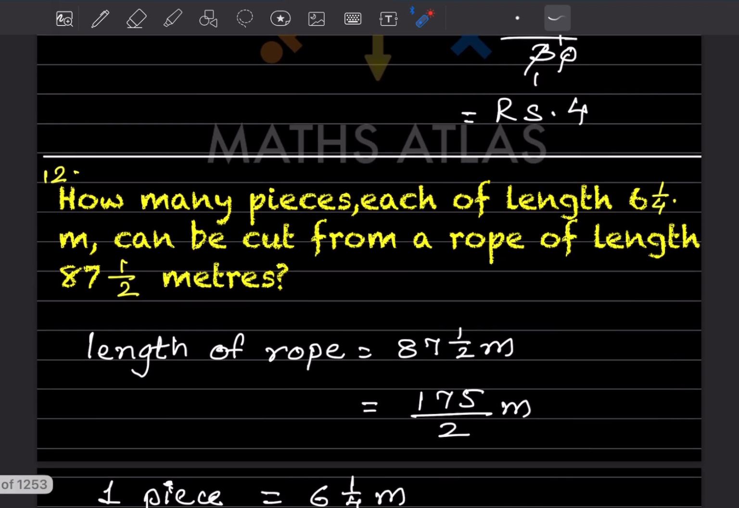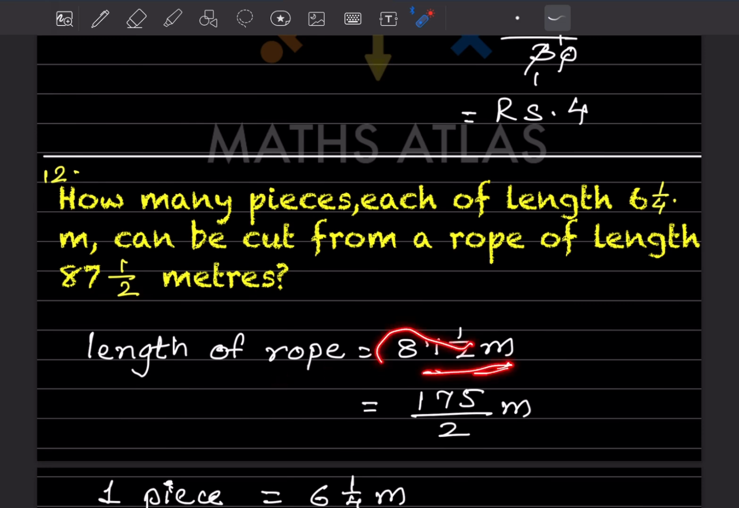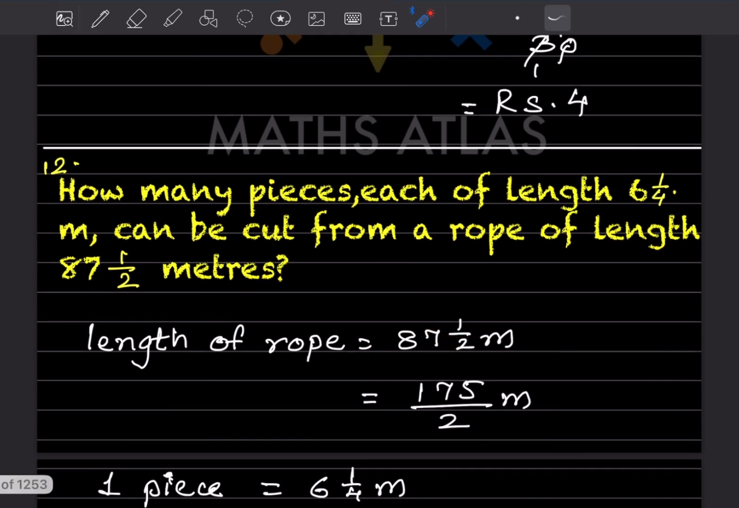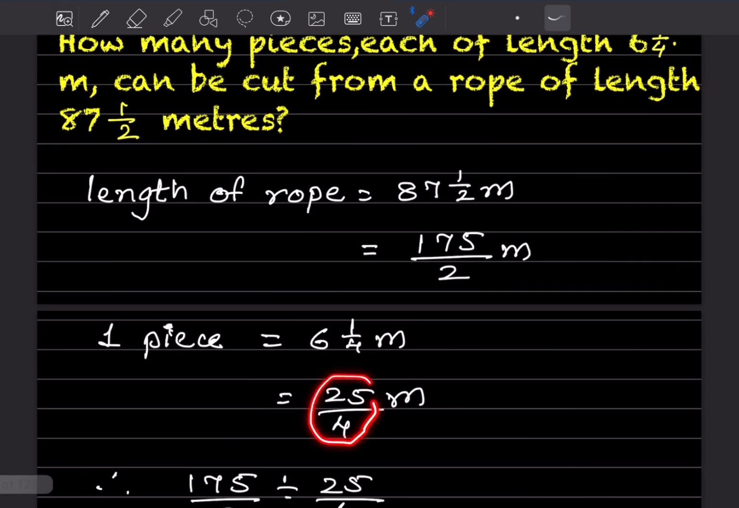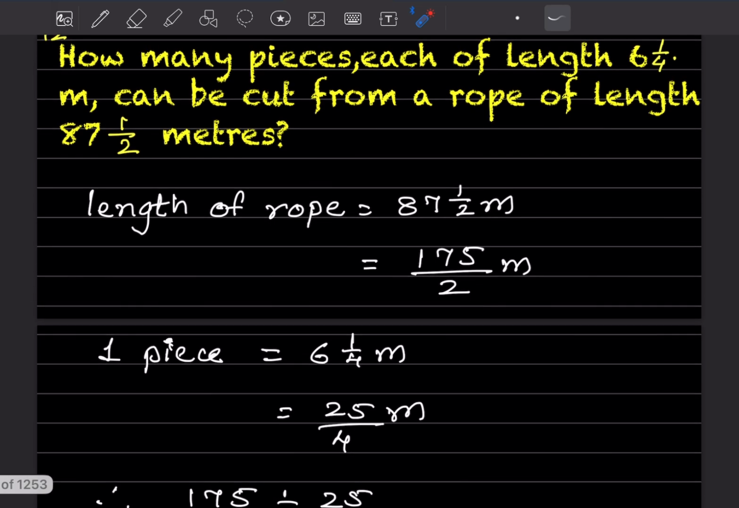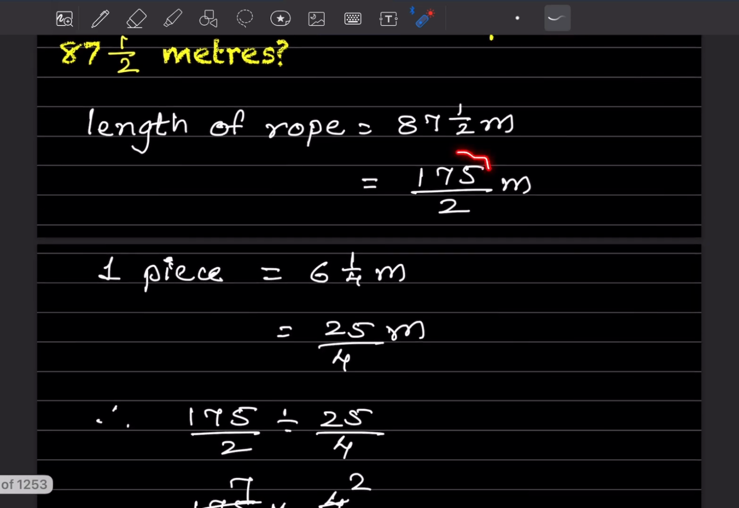How many pieces each of length 6 integer 1 by 4 meter can be cut from a rope of length 67 1 by 2 meters? So the length of the rope is given as 67 1 by 2 meter. So this is going to be 134 plus 1, 135 by 2 meter. One piece is given as 6 integer 1 by 4 meter, which is 25 by 4 meter. We want the number of pieces. So here it will be 175 by 2 divided by 25 by 4.